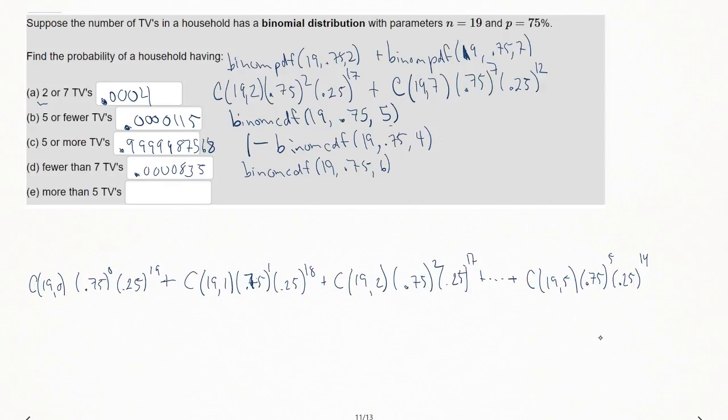And so more than 5 TVs, that means 6 or more essentially. That's actually not going to be too bad, because notice part B already gave us 5 or fewer. So if we're doing more than 5, we just go 1 minus, we already have that answer, 0.000001. 0.0115.